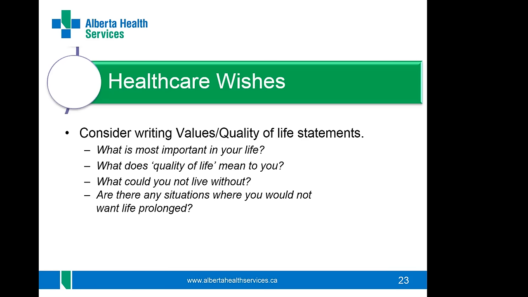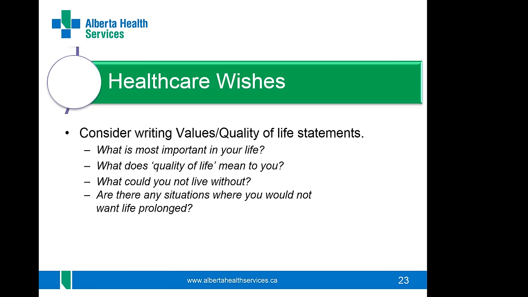So we really do recommend writing broader quality of life statements that help your agent in a wider range of situations. So thinking about things like, what's most important in your life? What do you need to have in your life to give you joy and meaning? What does quality of life mean to you? What does no quality of life look like for you? Are there certain things that you could not live without?